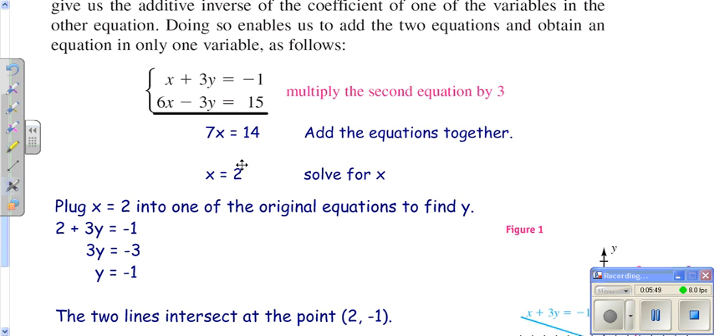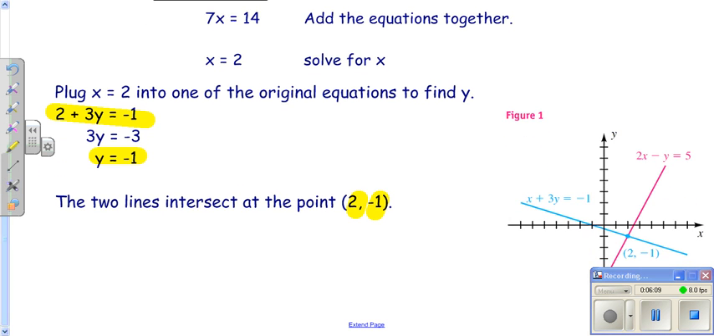Well, if x is 2, we could plug 2 in up here and solve it for y. If we do that, that's what we're talking about right here. Solving it for y, we get y to be negative 1. So we then get our point to be x being 2, y being negative 1. So these two lines would cross at the point (2, -1), which when you look at your graph, the two lines do cross right there.